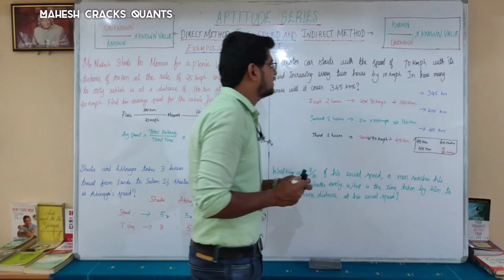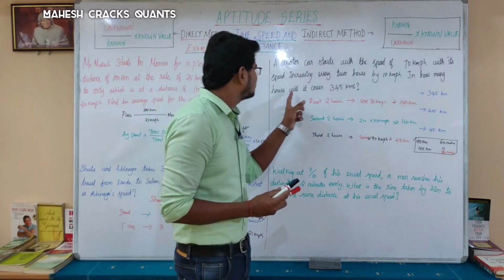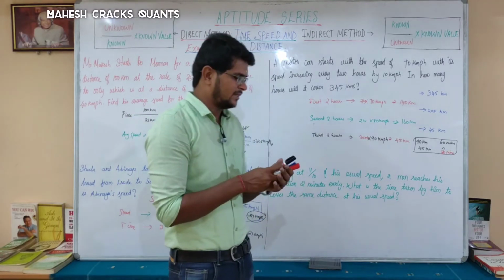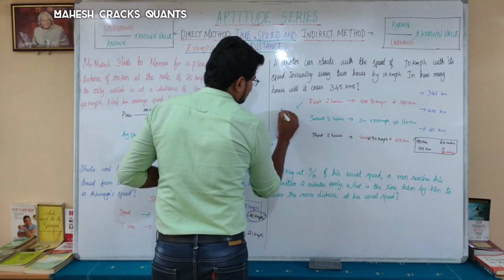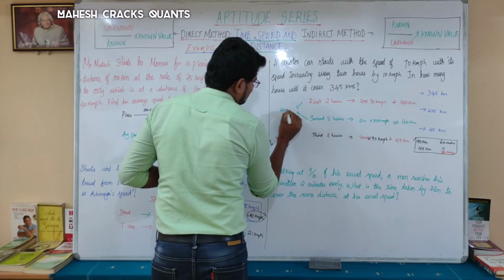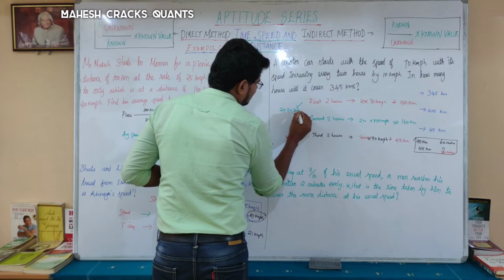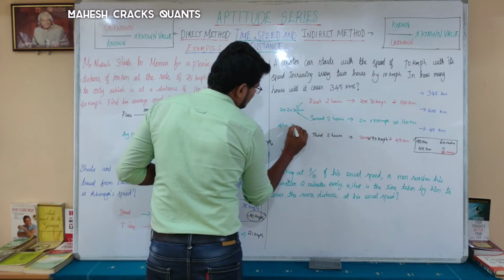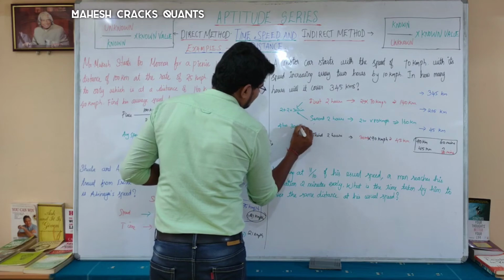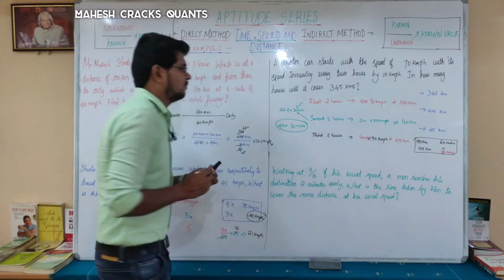So total time taken is the question. In how many hours will it cover 345 kilometers? So here 2 hours plus 2 hours plus 30 minutes. So total 4 hours 30 minutes it will take to cover 345 kilometers.